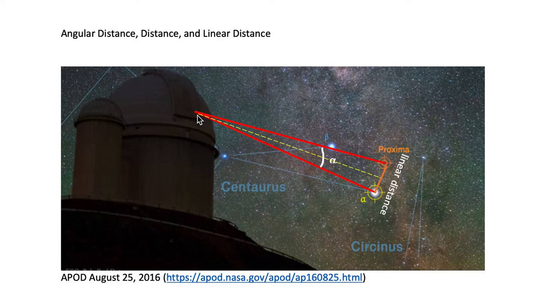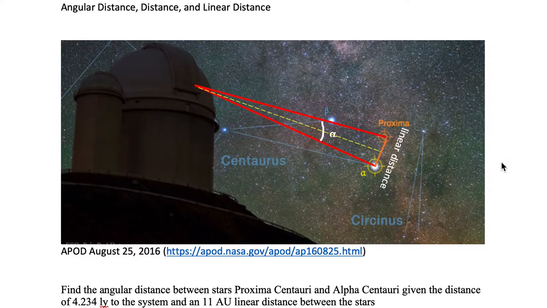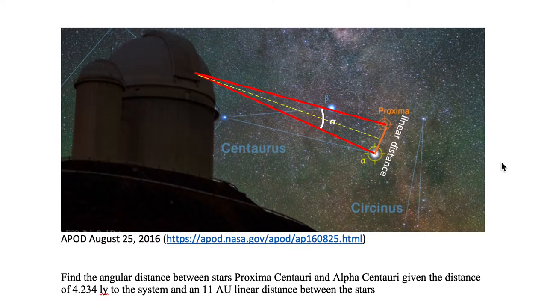Now, the distance to the complex of star systems is indicated by this yellow dashed line. That is the straight line distance from the observatory to the gravitationally bound system. So let's look at a problem. Let's say that we want to find the angular distance between stars Proxima Centauri and Alpha Centauri given the distance of 4.234 light years to the system and 11 AU linear separation distance between the stars.